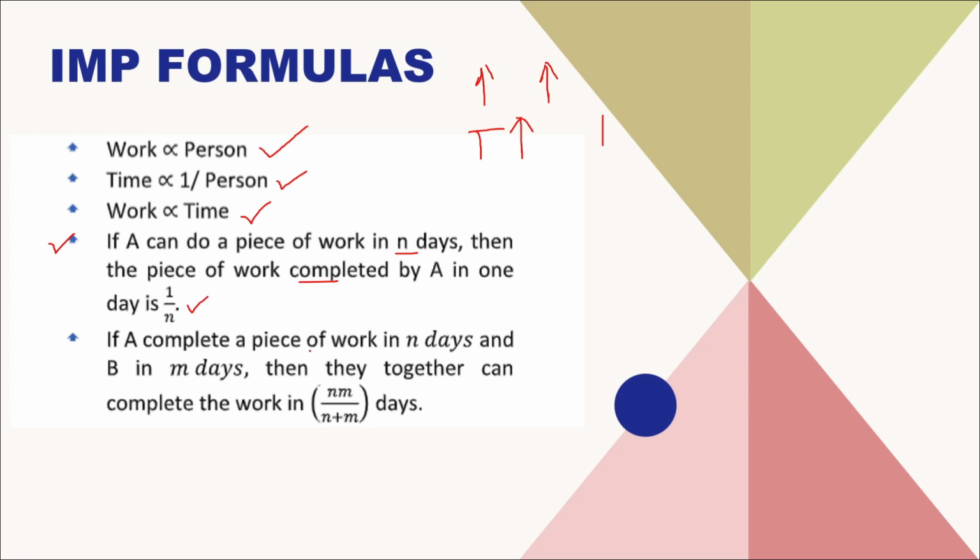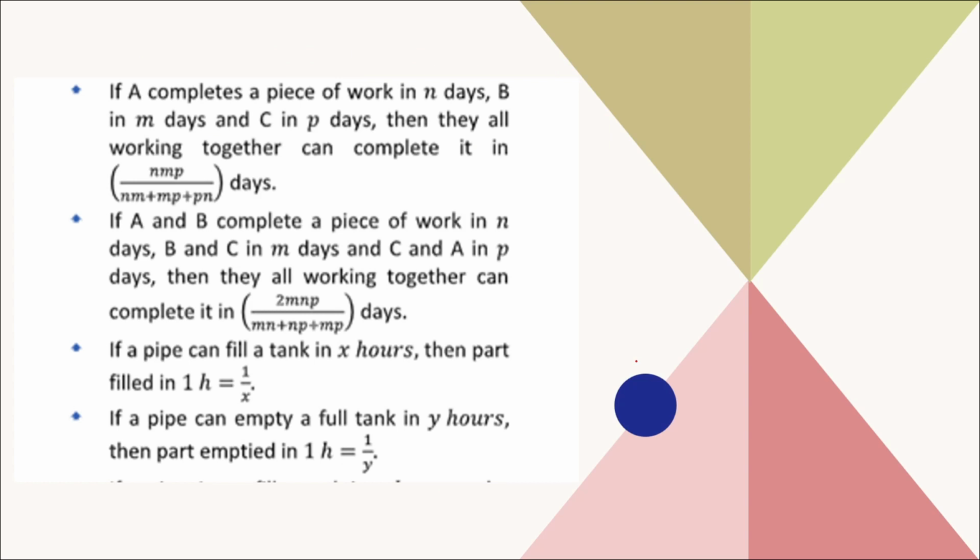Now see, there are two people here. A completes a piece of work in n days and B completes the work in m days. Then together they can complete the work in mn/(m+n) days. These are the important formulas which you have to remember for your exam.